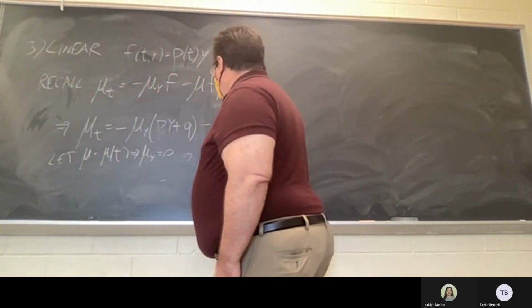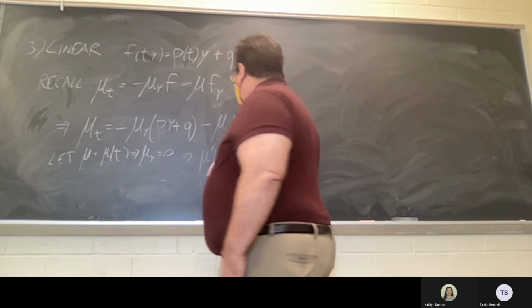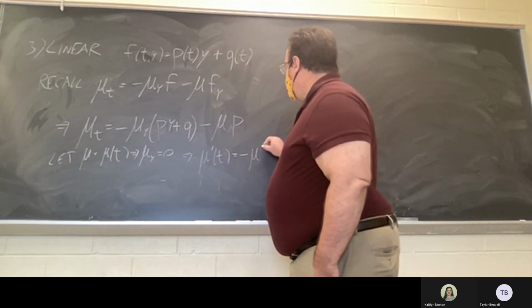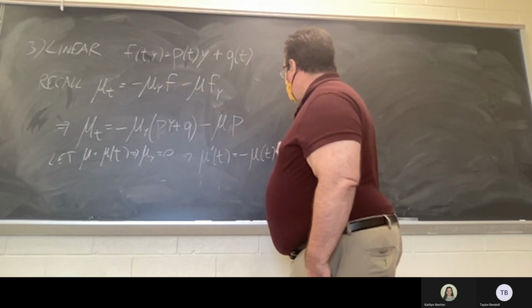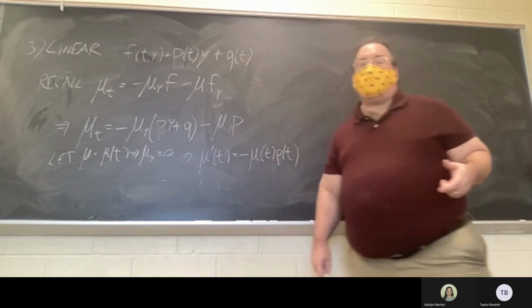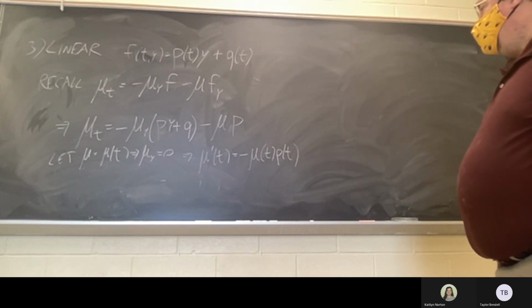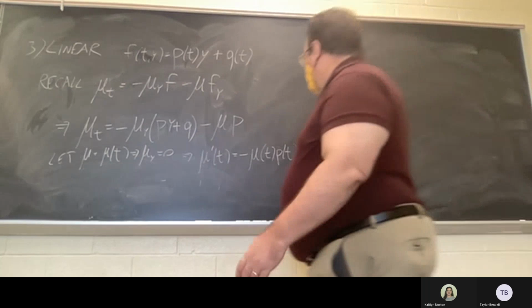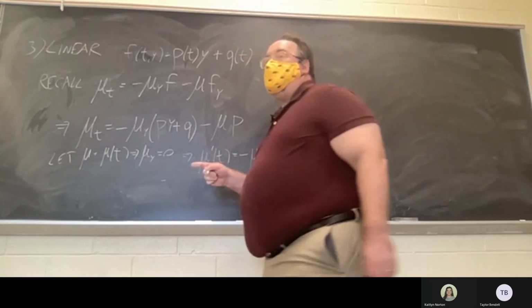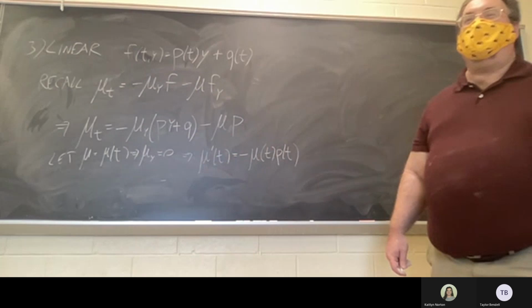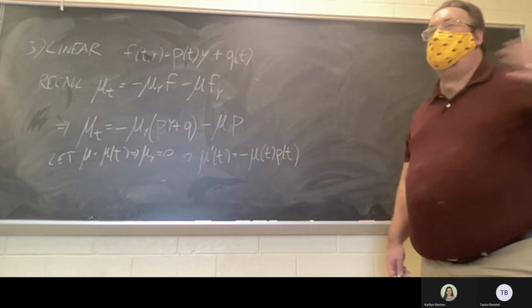So now we have mu prime of t is equal to minus mu of t p of t, which is great because the whole equation depends only on t. y has been taken out of the picture entirely. So now I have an ODE to solve for mu, which is funny because we're trying to solve for y. We got to solve an ODE to solve an ODE.